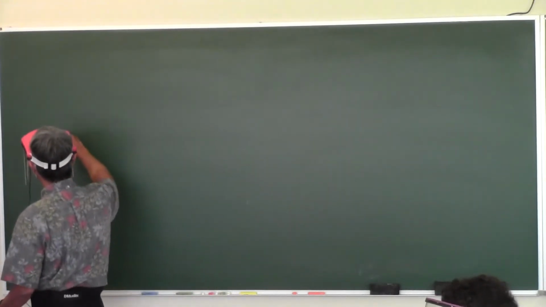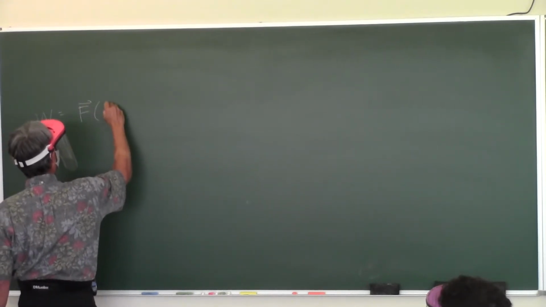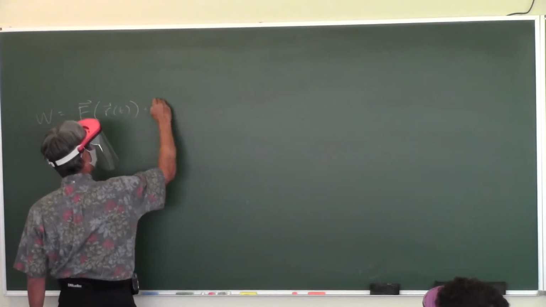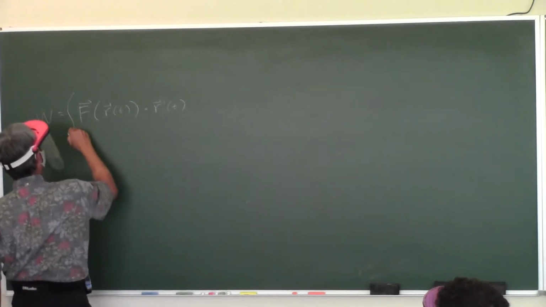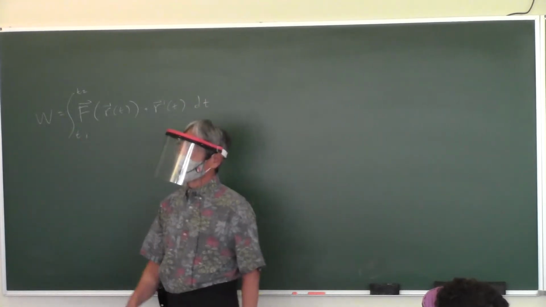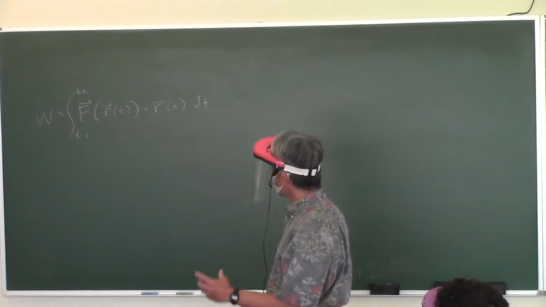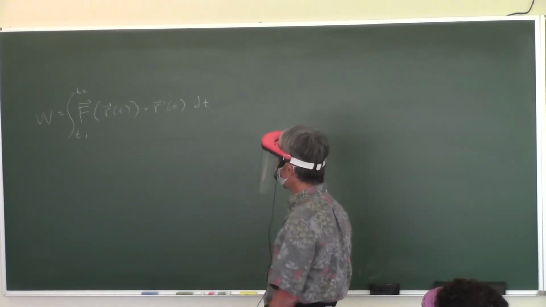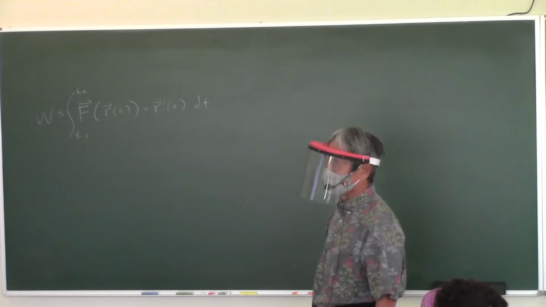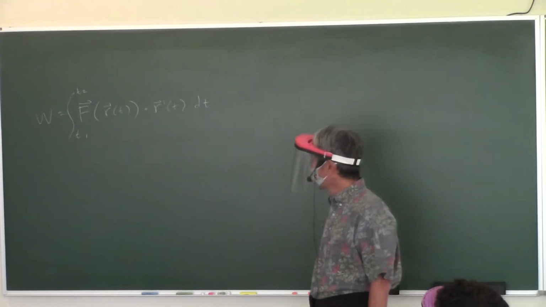So basically, to compute work, this is what you got. Here's the force function, F of r of t, dot r prime of t, and you do an integral from t1 to t2 dt. So this is called a line integral. You got to do a dot product. You need the force vector, and then you need the position vector. Of course, once you get the position vector, then r prime is the velocity vector. Okay, so let's do it.